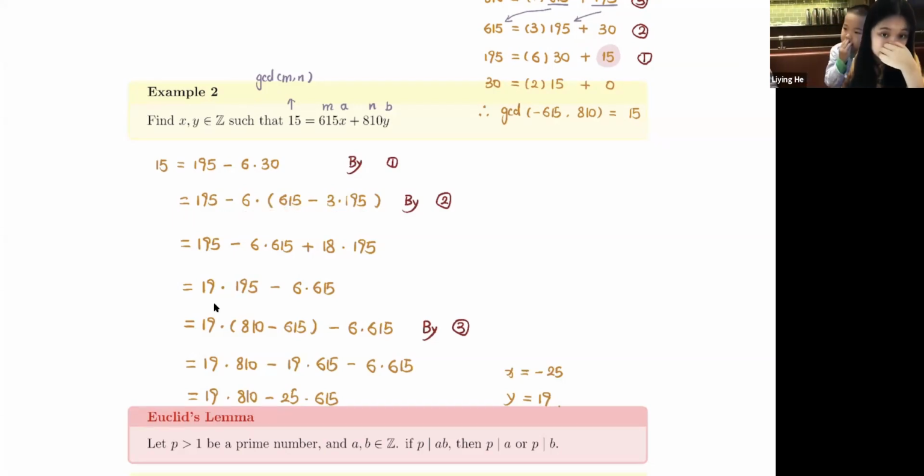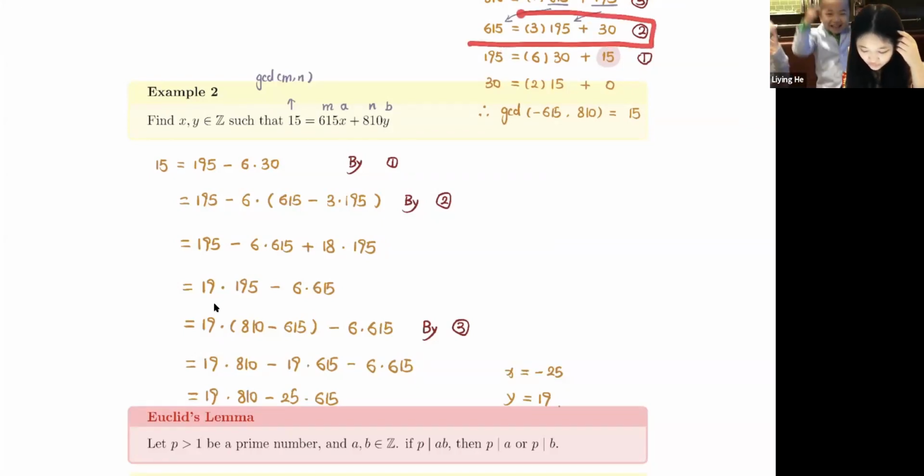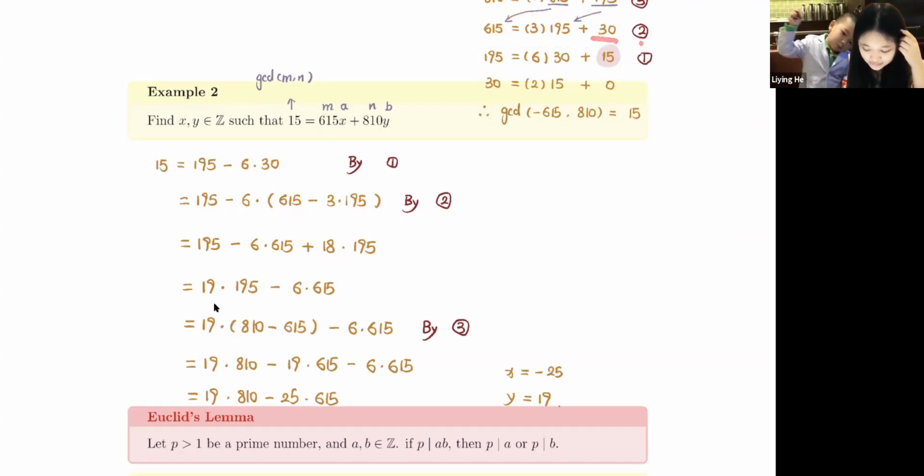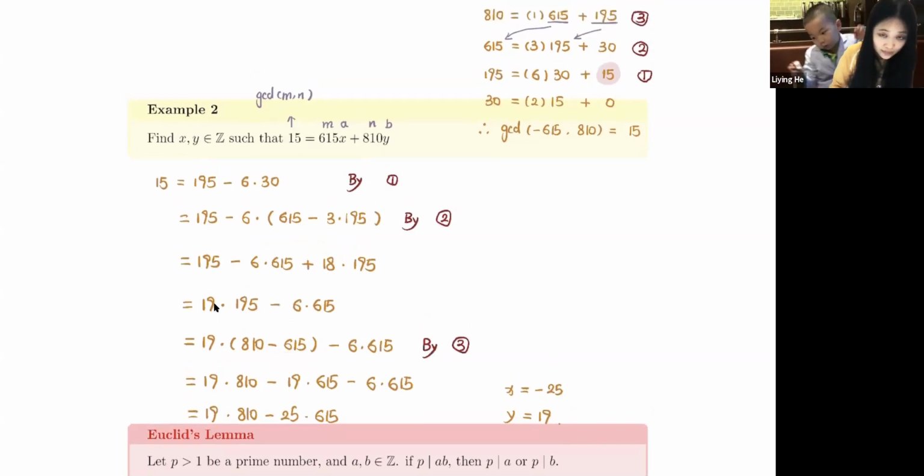Okay, so basically, I got this because if you look at equation 2 here, I can rearrange equation 2. So I know 30 equals 615 minus 3 times 195. So I substitute this here because I have 30 here. Does that make sense to you? Okay, and I did the same thing here as well. So basically I'm just rearranging my Euclidean algorithm to do this. Yeah, exactly. Any other question?